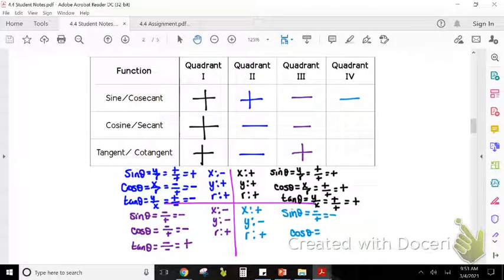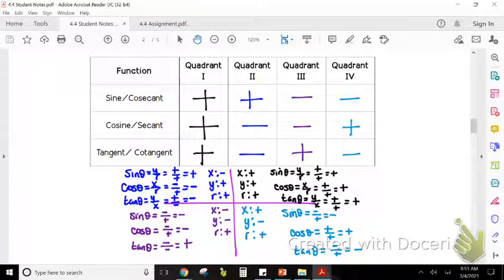Cosine is x over r. x is positive, r is positive, so cosine and secant are both going to be positive in quadrant 4. And then tangent, remember, is y over x. Y is negative, but x is positive. Negative over positive is negative. So tangent and cotangent are both negative in quadrant 4.